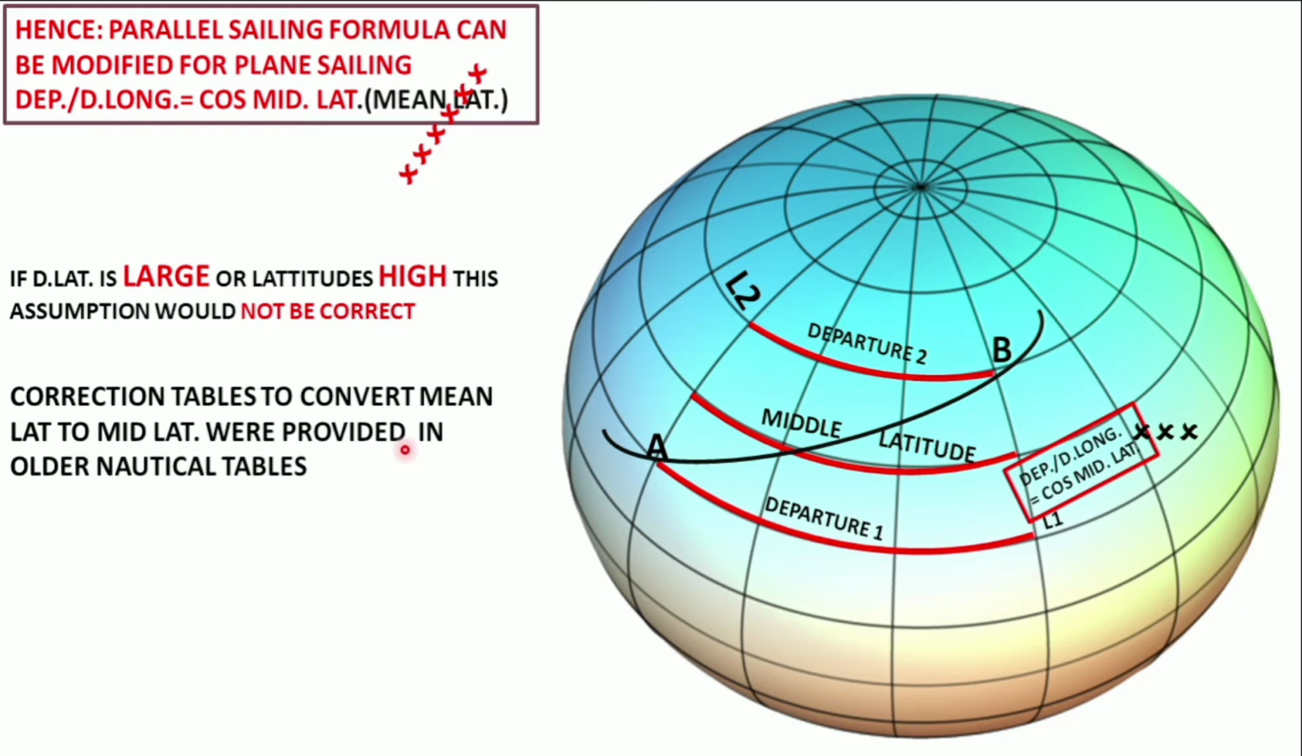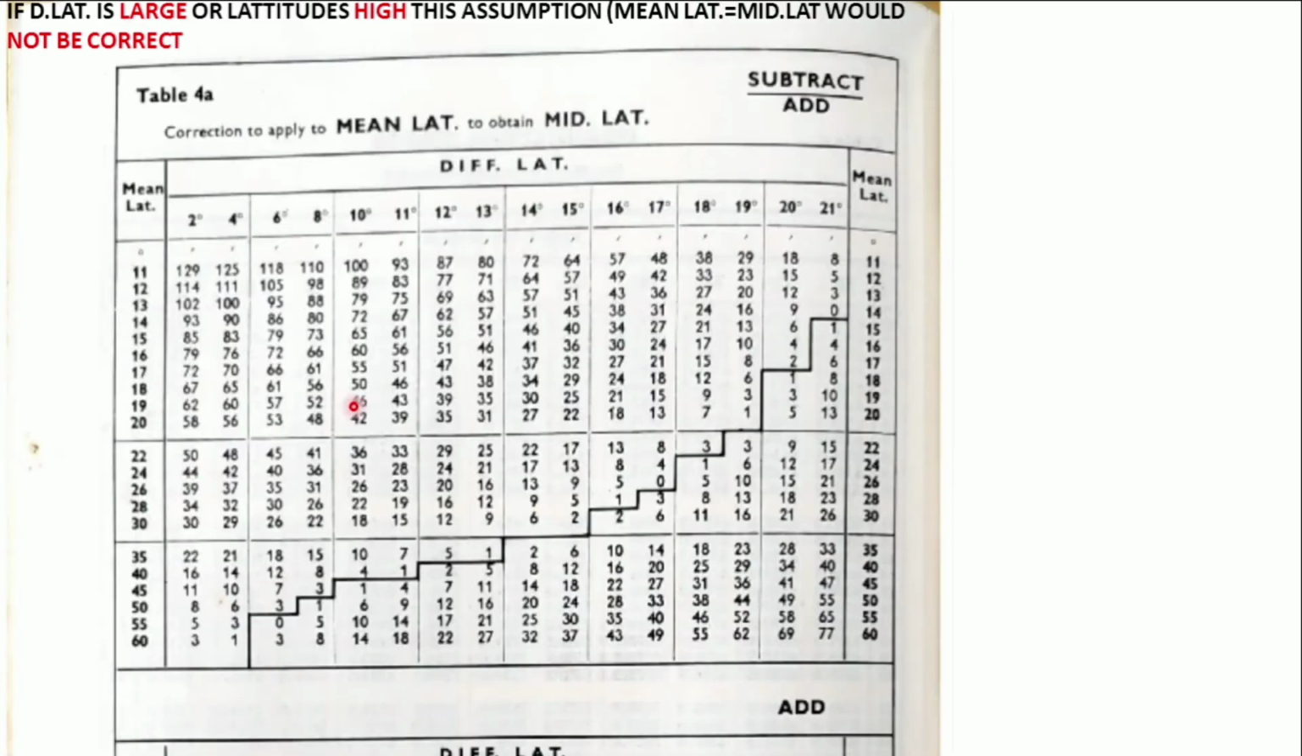Earlier, we used to have some tables to convert mean latitude into middle latitude. Nowadays, you don't see them much. So I'll just show you these tables here. These were the type of tables we saw earlier with the mean latitude, d lat, mean latitude, and the corrections were here. Subtract, add. So this is the line of demarcation between adding and subtracting.